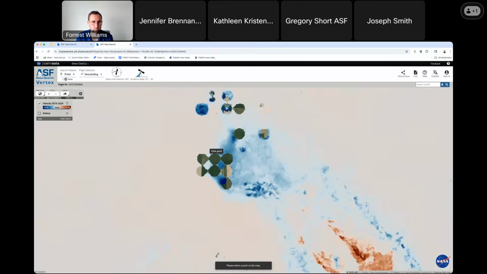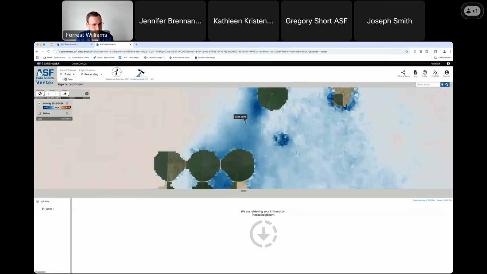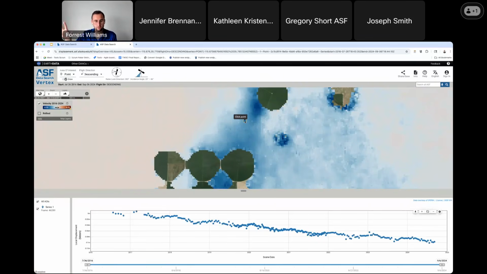So, okay, I found this area I'm really interested in. And now using my mouse, I can point and click on a particular location, and behind the scenes, ASF is going through parsing all of the OPERA-DISP granules that we have for that location in our archive and returning to you a time series of the deformation of that location.